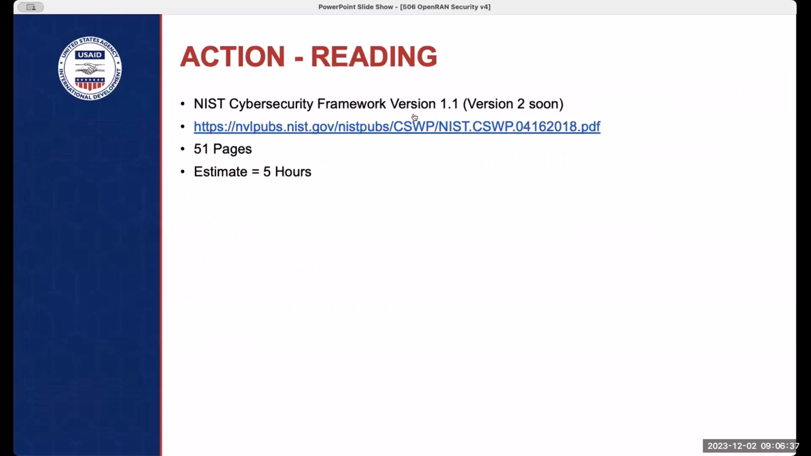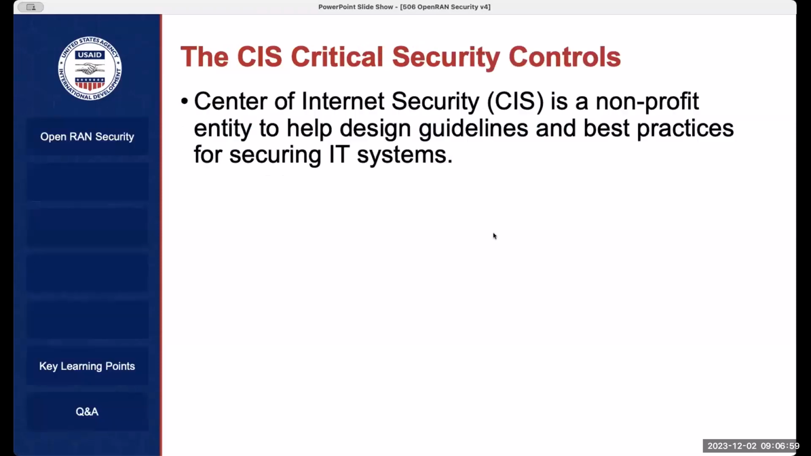So there is the NIST Cybersecurity Framework, version 1.1. I think version 2 is released. On the next version, of course, we're going to be upgrading the documentation on what is latest. Yeah, I think version 2 is already released at this point.